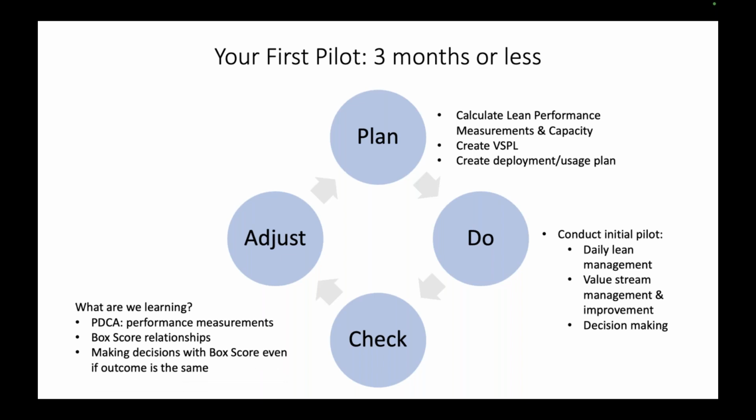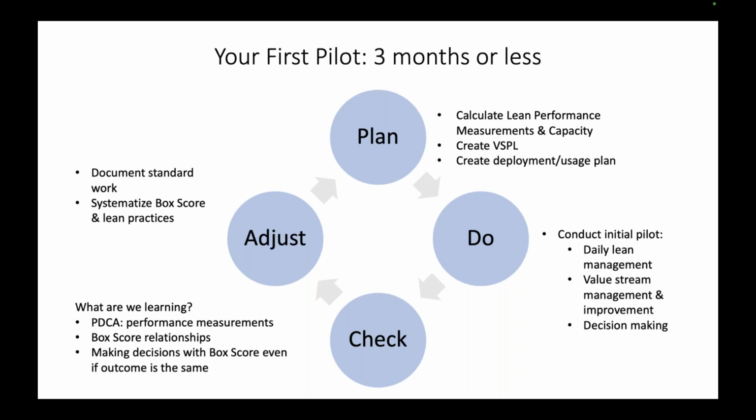You know, the check step, what are we learning? Are the performance measurements we have developed effective? Are the people that are using the box score understanding these relationships between the three components of the box score and making decisions? Okay, so we're using the box score to make the decisions we normally make. The outcome may be the same, but it's going through different information. And then document your standard work, systemize the box score and the lean practices, and then move on.